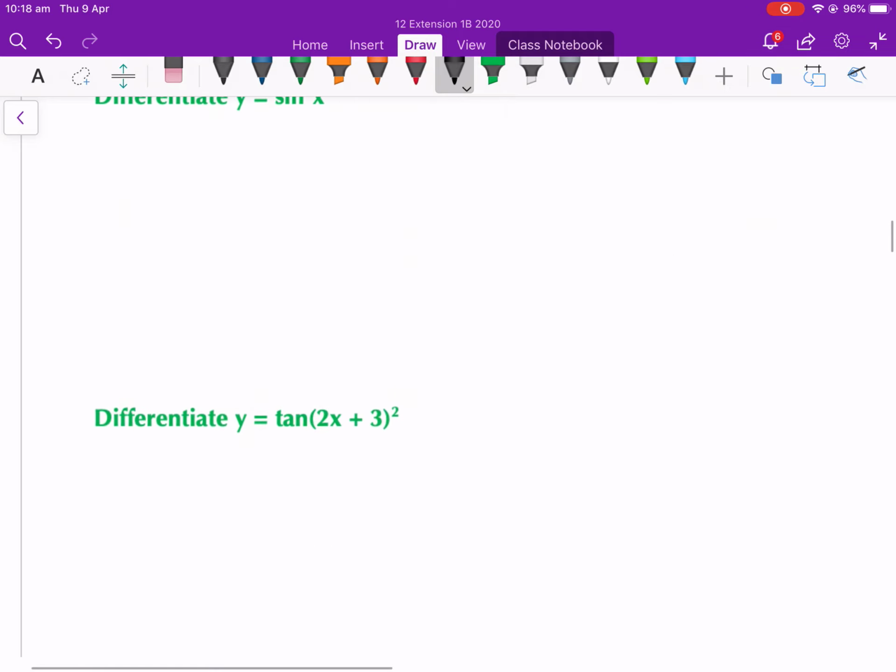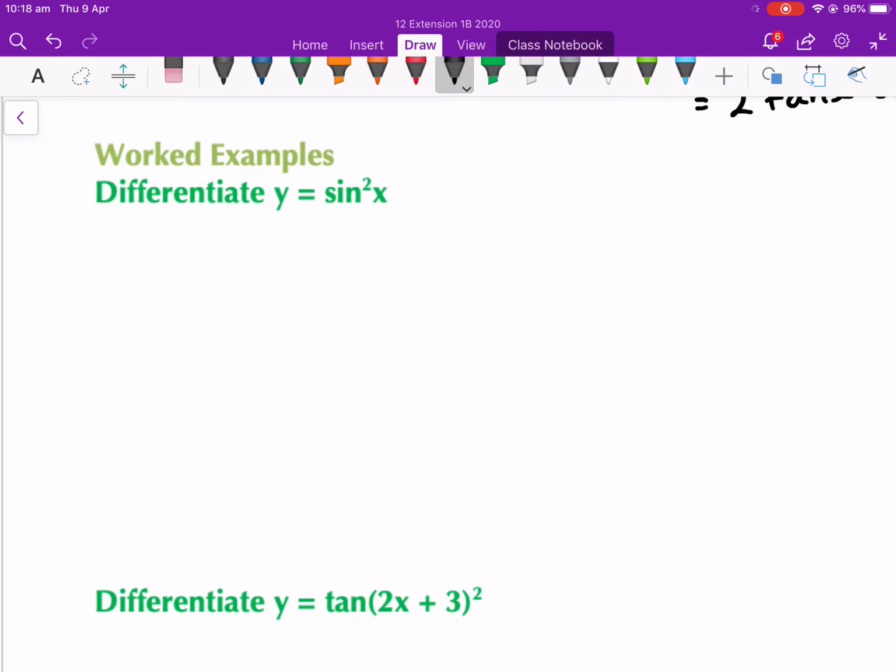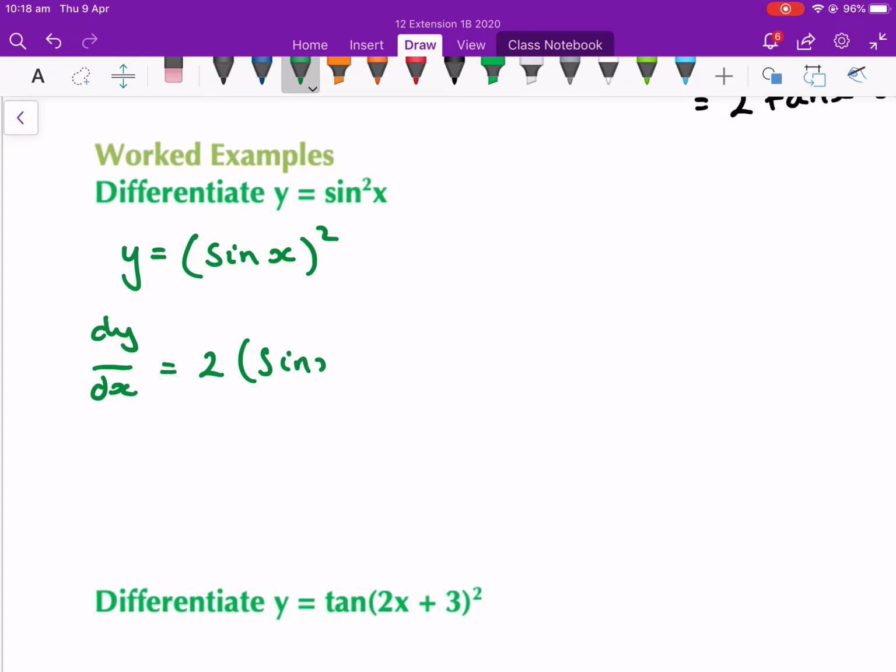We're just going to have a look at this applied in a few different ways. Let's look at differentiating y equals sine squared x. And again, you don't have to do this, but it does help to imagine it being written in this form. And therefore, when we differentiate this, dy on dx, we end up with 2 comes down, times by the bracket, which has been lowered down by a power, times by the differential, which is 2 sine x cos x.